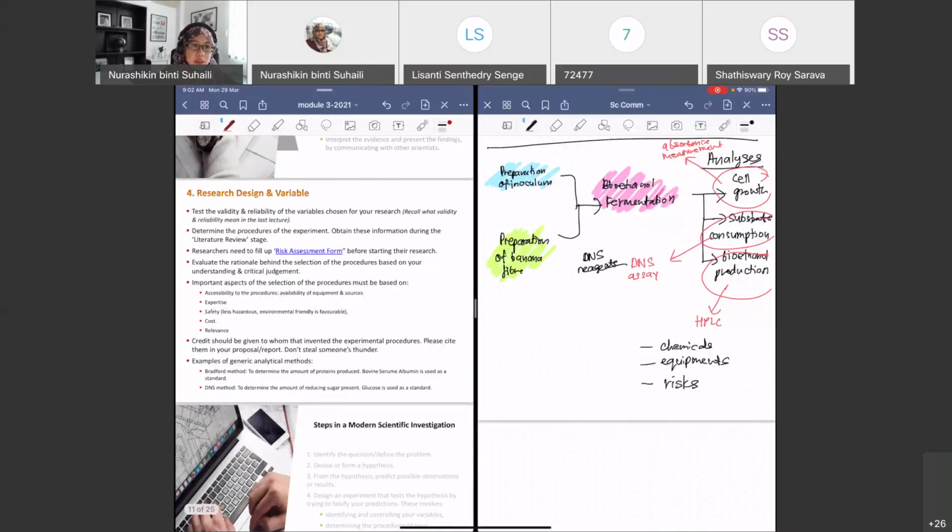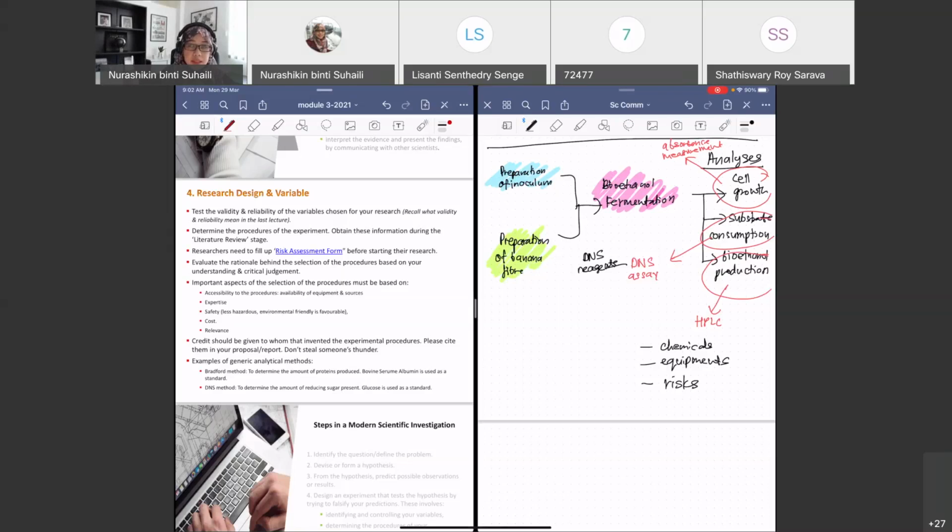When I was doing research in the UK, one of the important things emphasized at the laboratories was the risk assessment form. We were not allowed to do work before we filled in the risk assessment form, and we had to submit the form to the safety officer.